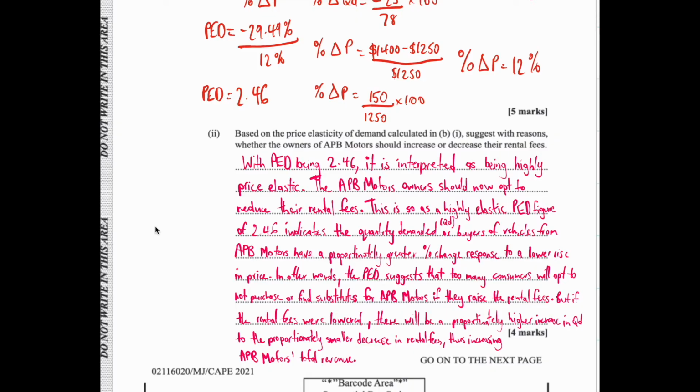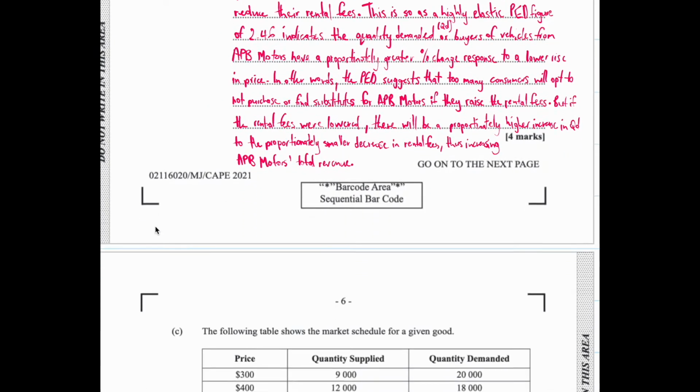And then I give the counter argument, but if the rental fees were lowered, then there will be a proportionately higher increase in quantity demanded to the proportionately smaller decrease in rental fees, thus increasing APB Motors' total revenues and also leading to more total expenditure from the consumer side. So, yeah, let's move on.